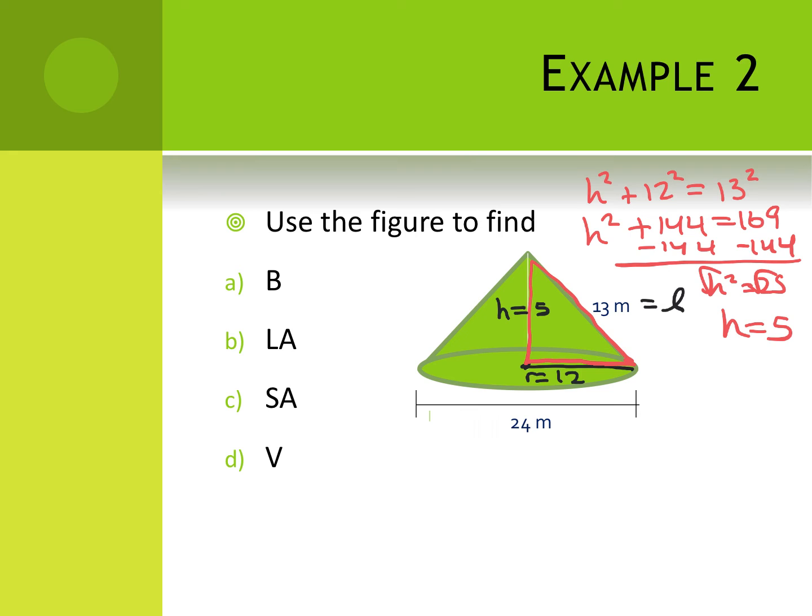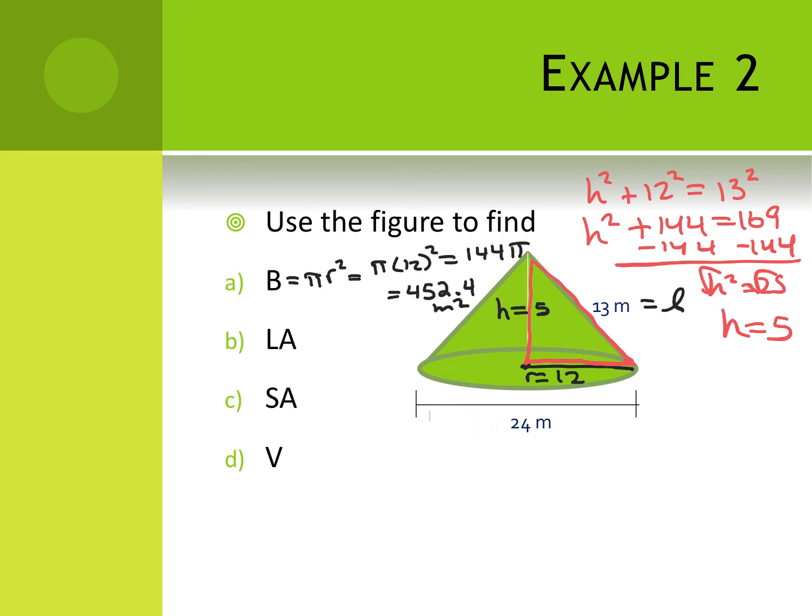Now I have everything I need to calculate A, B, C, and D. So again, the base is a circle, so pi r squared. Again, we turn that diameter to a radius by dividing it by 2. So pi times 12 squared is 144 pi. And then if I'm asked to use my calculator, 144 pi is equal to 452.4 meters squared.